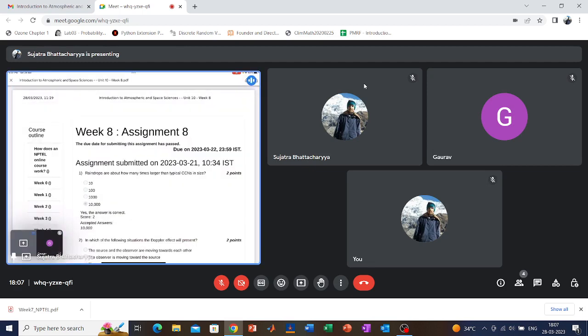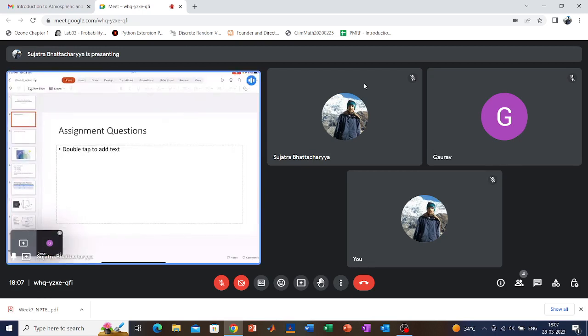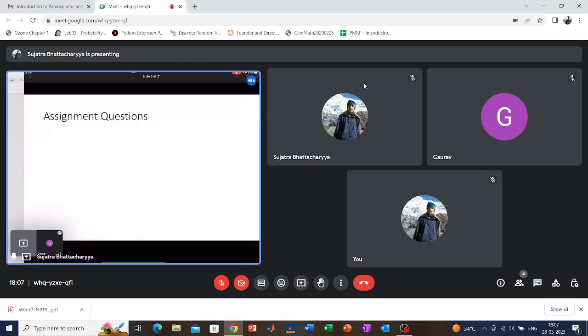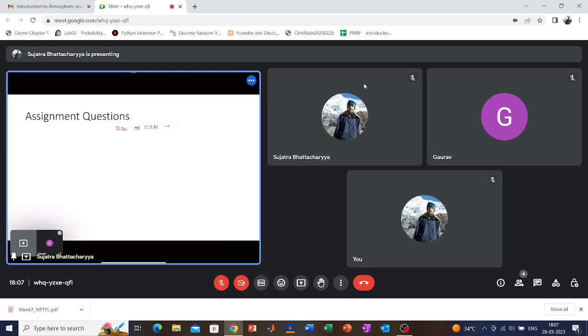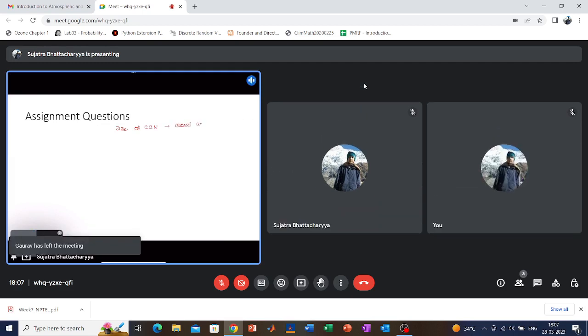Okay. The first question is, raindrops are about how many times larger than the typical CCNs in size? Now, the size of the typical CCN, what is CCN? CCN is the cloud condensation nuclei. Let me write it. Cloud condensation nuclei. Its size is about 0.2 to 2 micrometer.